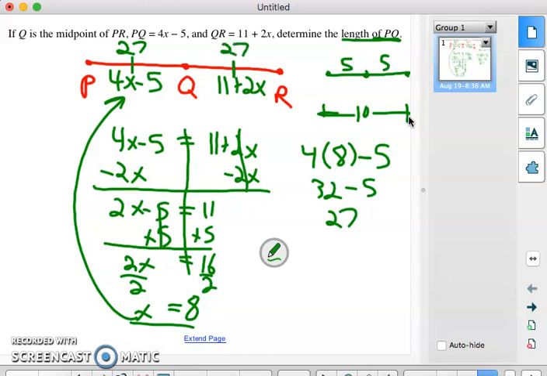Now if you plug 8 back into the expression 11 plus 2x, you're going to get 27, but it's much quicker to just remember that Q is the midpoint, so they've got to be the same. We just found PQ, it was 27. But if we wanted to find PR, we could add 27 and 27 to get 54 for the length of PR.